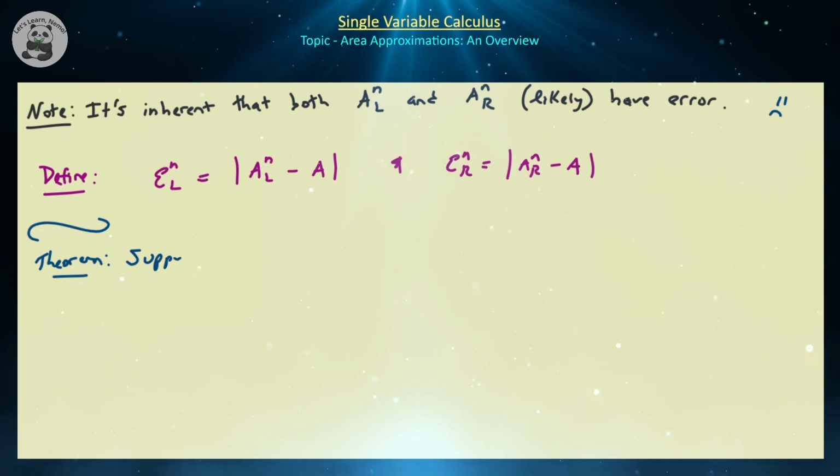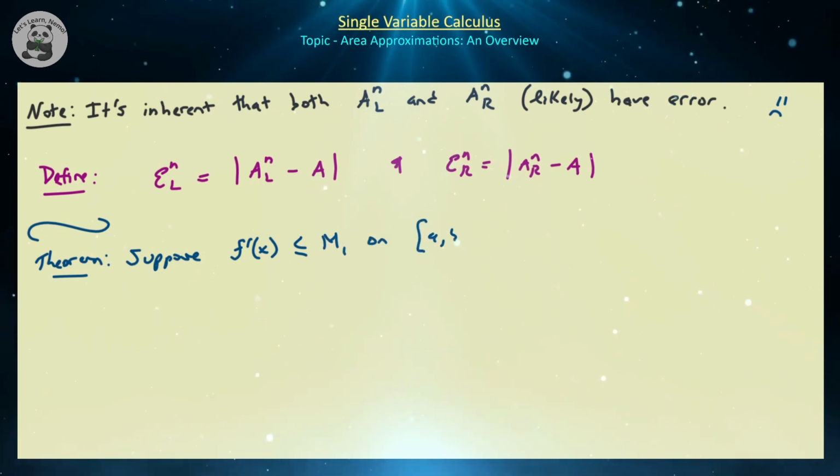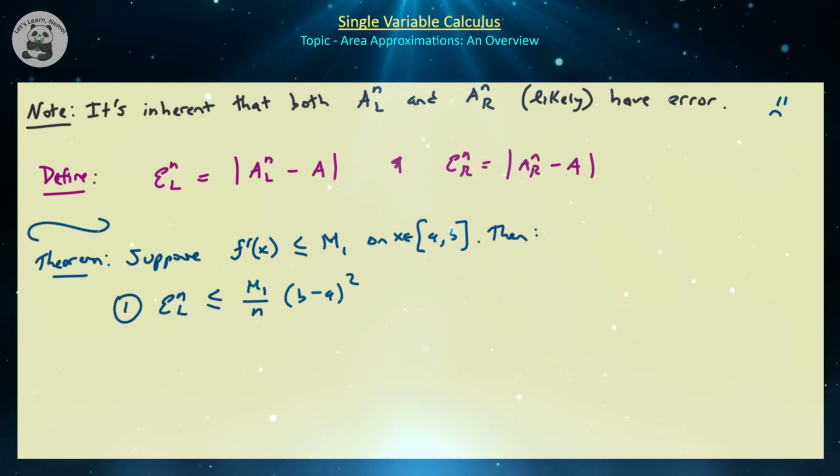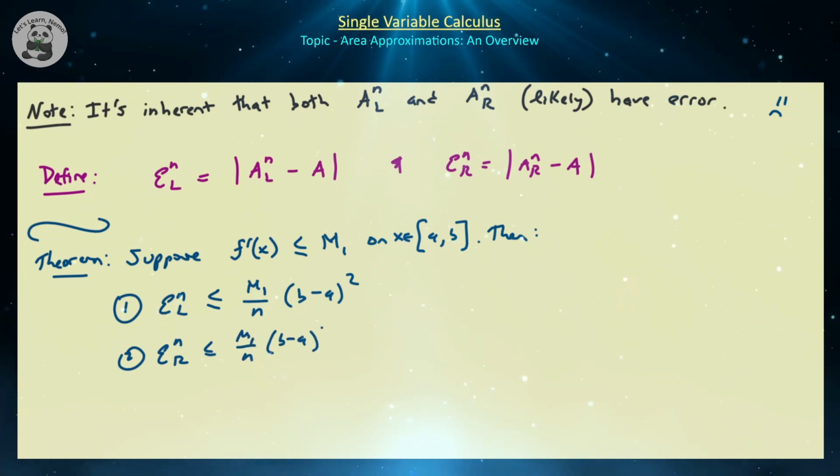Let's suppose that our function is differentiable, and let's assume that the derivative is bounded above by M1 on this interval of interest [a, b]. Then you can actually find upper bounds for these errors for both left and right. For our left endpoint rectangles, one can show that the error is always less than or equal to M1 divided by n times (b minus a) squared, and the error bound on right is always less than or equal to M1 over n times (b minus a) squared. So what exactly do we have here?